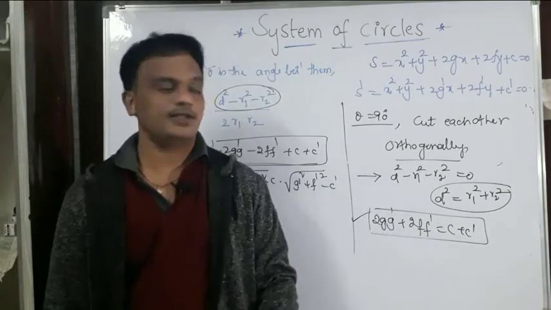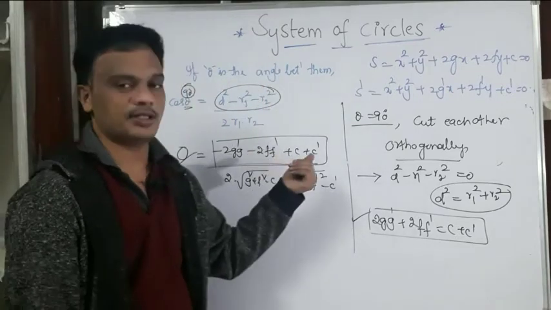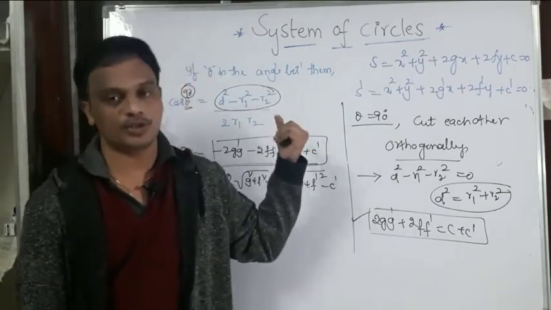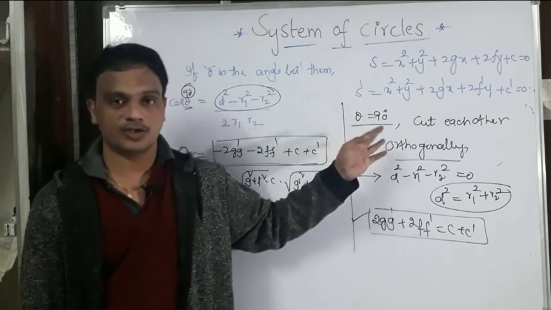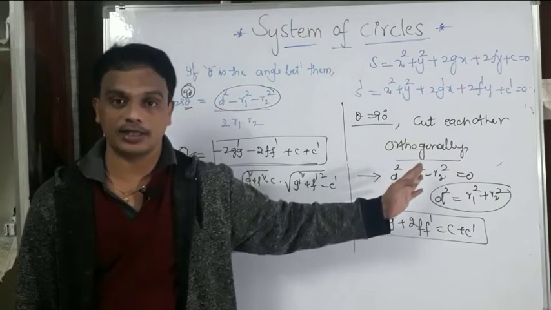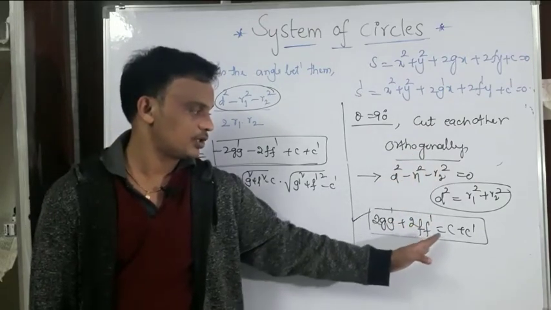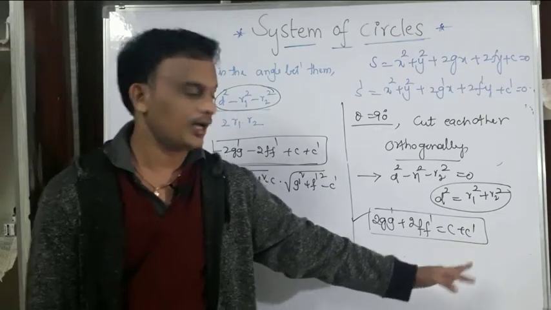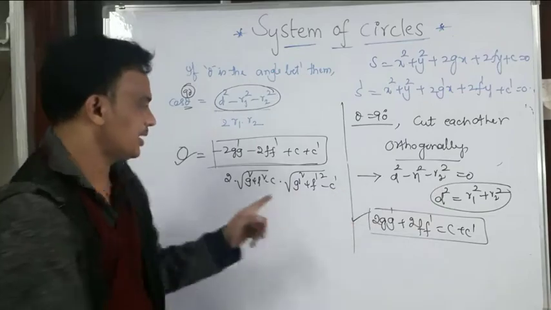Okay. So, that is about the angle between the two circles. There are two things: the formula to find the angle between the two circles, and the condition for when the two circles are said to cut each other orthogonally. The condition for orthogonality is 2gg' plus 2ff' is equal to c plus c', or else d square is equal to r1 square plus r2 square. Okay, come on students, make a note.